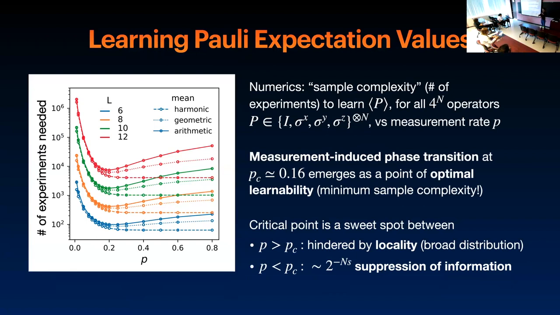The ensemble acquires much more of a spread, like typical and average start looking different, and that reflects locality. On this side, we become very sensitive to the local structure of these operators, so few-body operators are good, we can learn them efficiently, and large operators are very bad. So now there is a big spread. The measurement space transition is a sweet spot between these two problems.